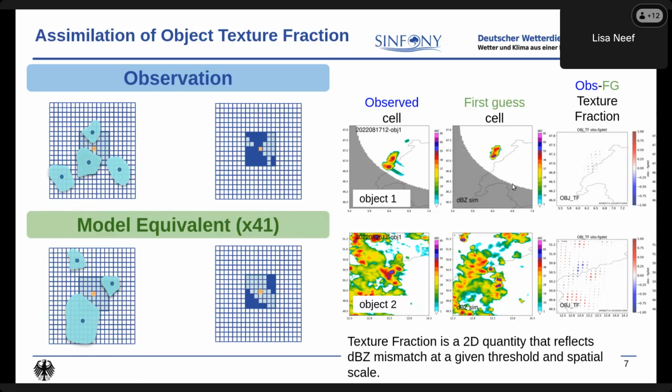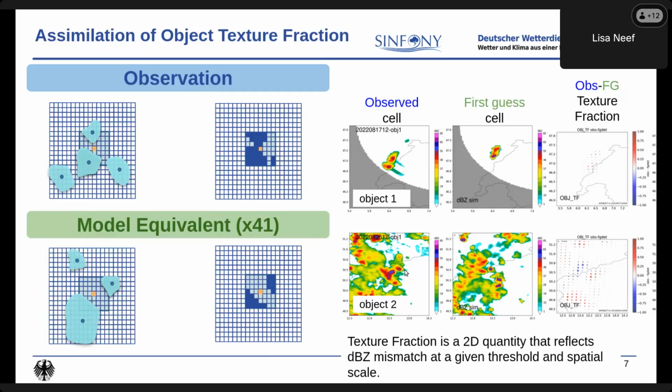And then what that looks like in terms of this texture fraction, if you plot the observations minus first guess of the texture fraction, you see a sort of dipole of negative values up here and positive values farther south, because it's reflecting the fact that this convective object, which has a fairly small spatial extent, is displaced in the first guess.